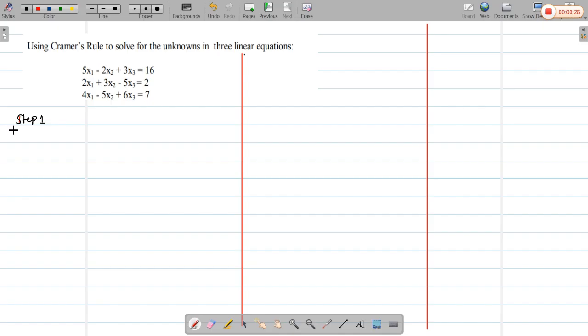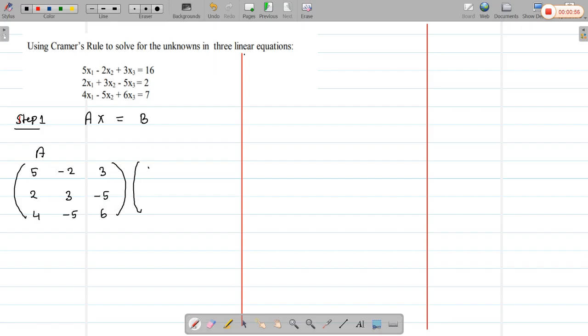Yes, we write the given equation into a matrix form. What is the matrix form? Ax equals b. What is the matrix A for this problem? What is the matrix A? 5, minus 2, 3. 2, 3, minus 5. 4, minus 5, 6. And what is your x?